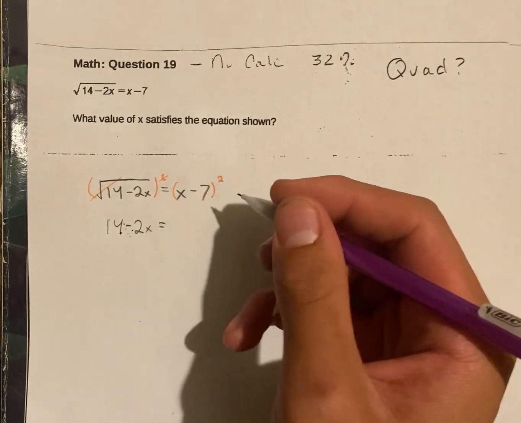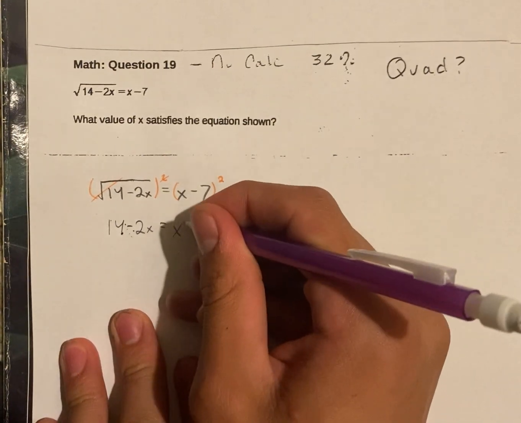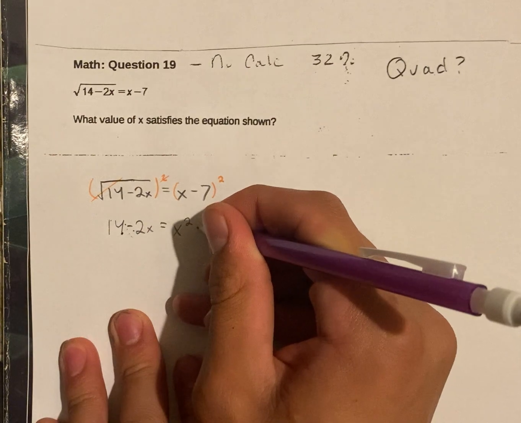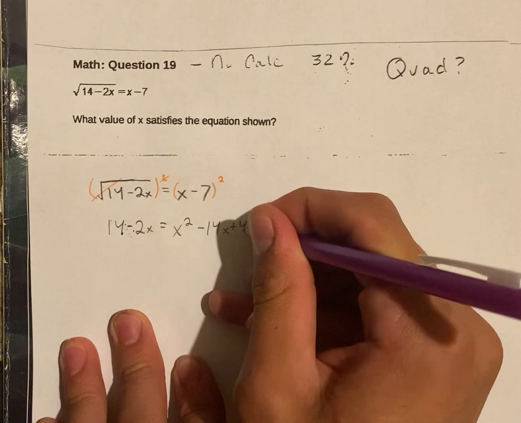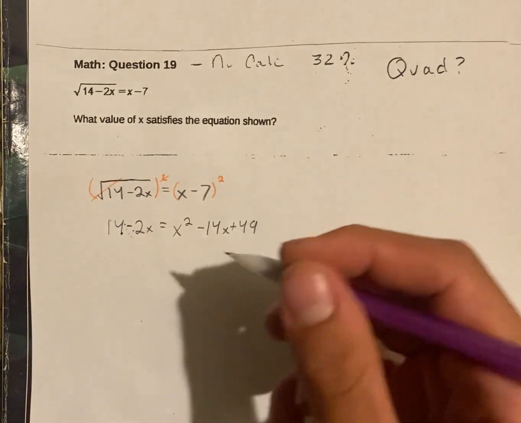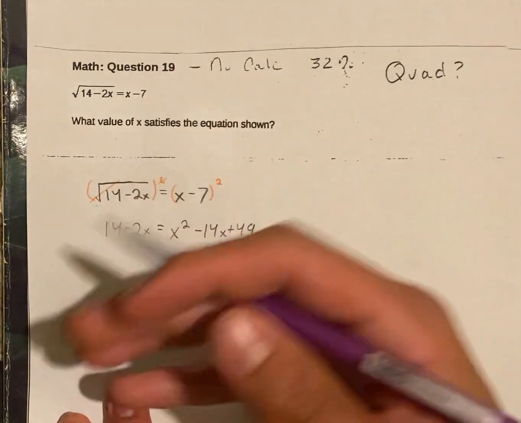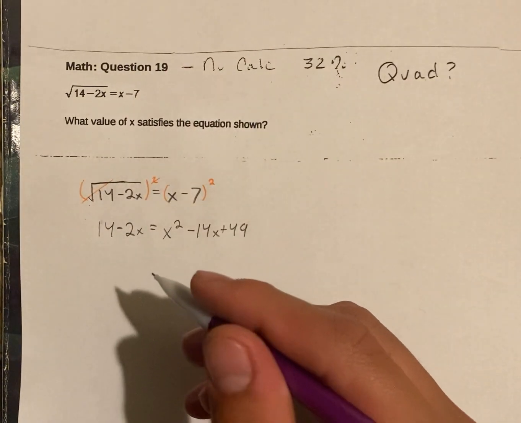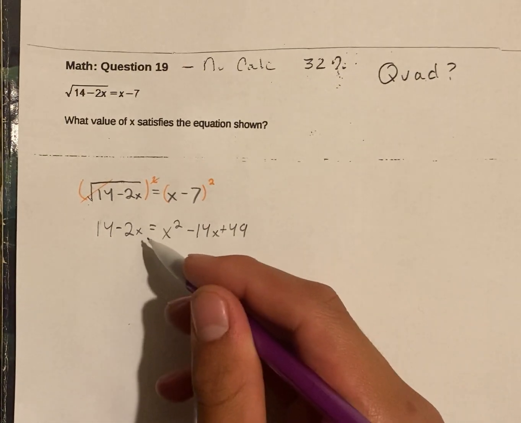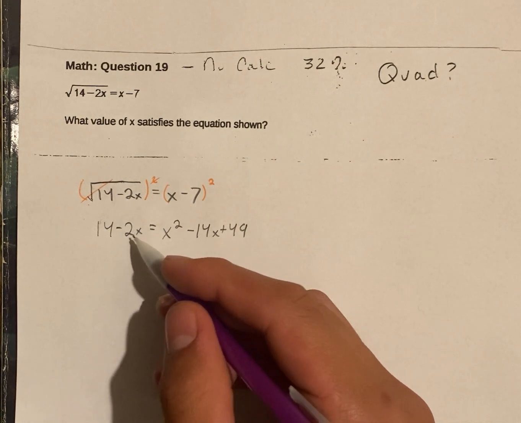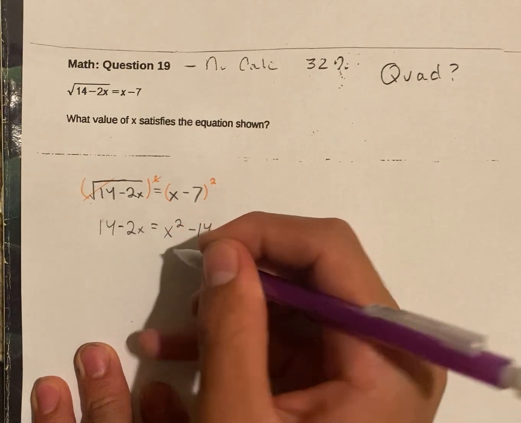And this right here, we can use FOIL, if you remember that. And so this will turn into x squared minus 14x plus 49. All right, now this is where the equation gets a bit tricky, and this is where kids most likely made their mistake. We need to get one side to equal 0 while the other side has all the numbers. So let's bring these over here.